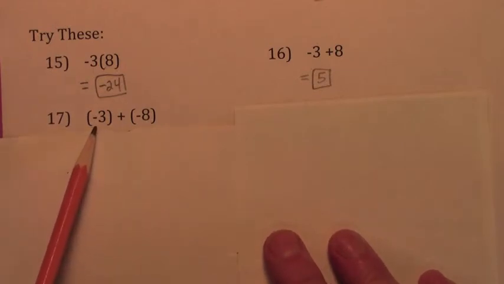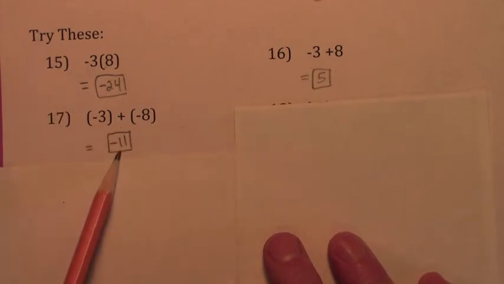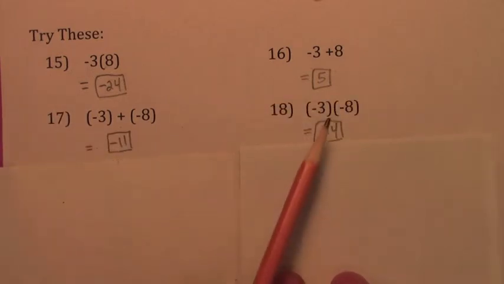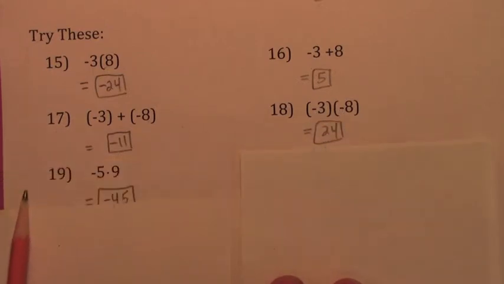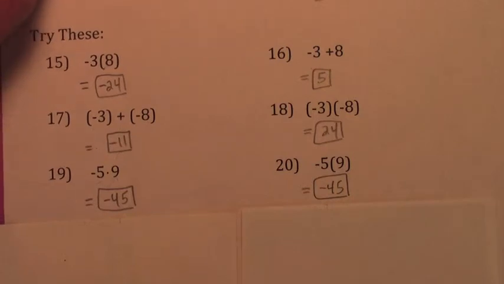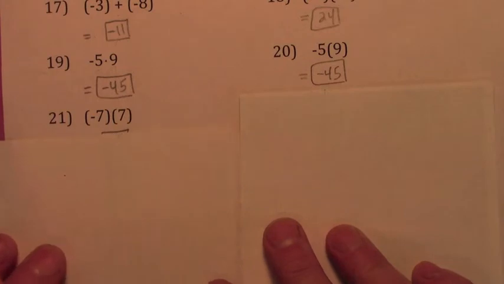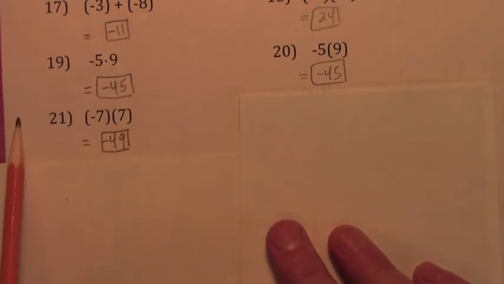What does this one say? This is negative 3 plus negative 8. You're adding two negatives together. It's more negative, right? Negative 11. Here you're multiplying two negatives. Negative 3 times negative 8 is positive 24. This is negative 5 times 9. Remember, when you multiply a negative times a positive, it's always negative. What's the difference between number 19 and number 20? Aren't they exactly the same? This is negative 5 times 9, just another way to write it. You've got to get used to that. Things aren't always written the same way. This is negative 7 times 7, which is negative 49.